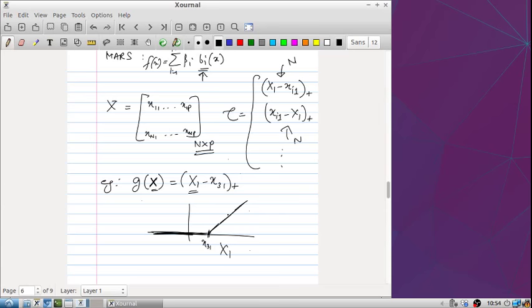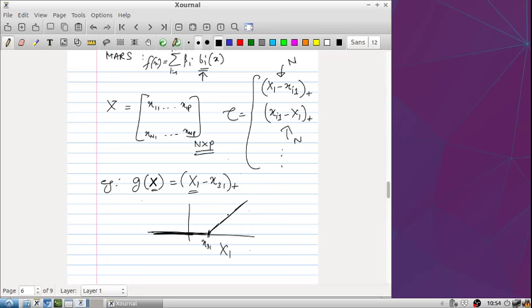So it's like an offset function where, let's say, x31 is like 5. All this is saying is that if x1 is less than 5, it's 0. Because if x1 is less than 5, let's say this is 4, 4 minus 5 is minus 1. I want to find the positive part of minus 1. There is no positive part. Let's ignore it.